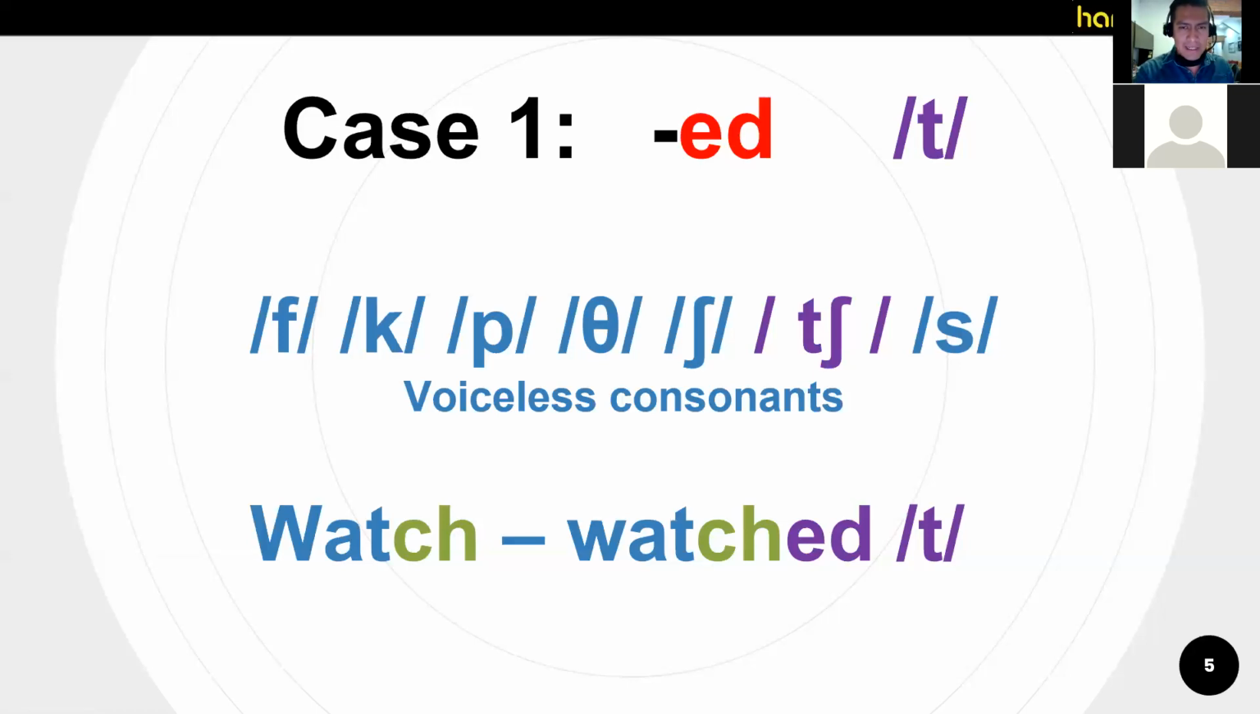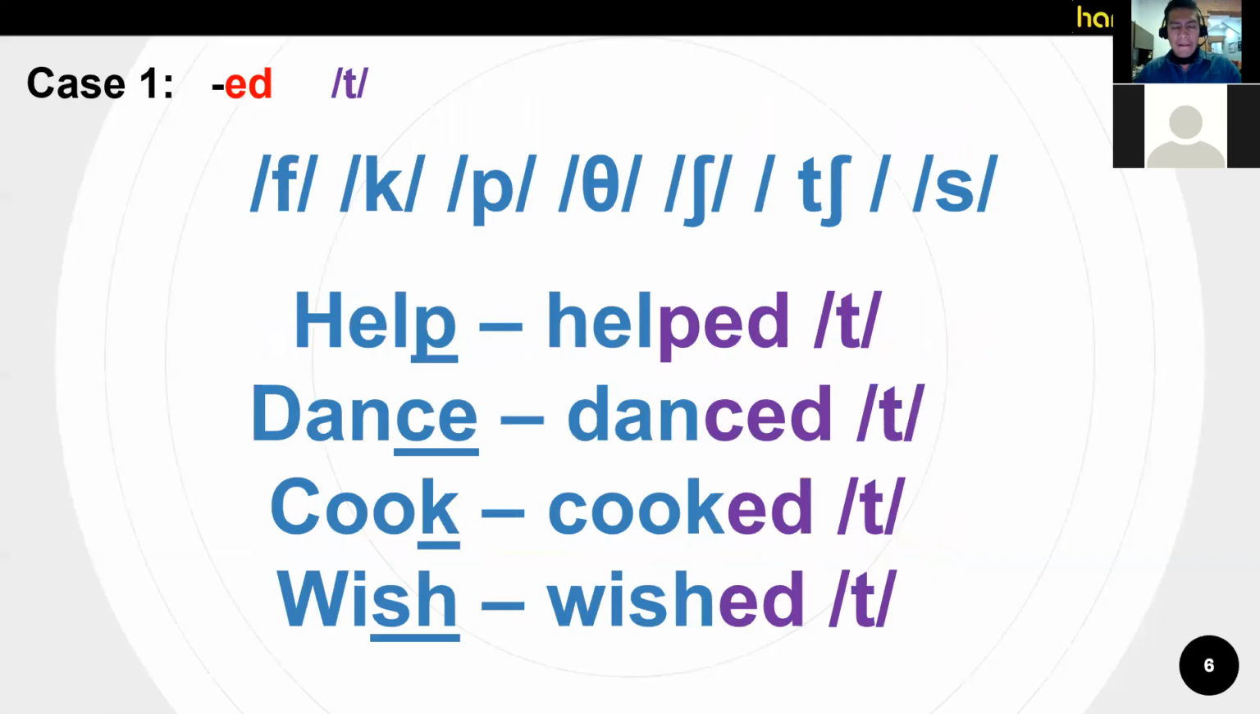I have a couple more examples. We have help. The last sound is P, so the -ed ending is going to be helped, like a T. Then dance. The last sound is not the E. We don't say dance-e, it's like an S. So in the past we pronounce danced.